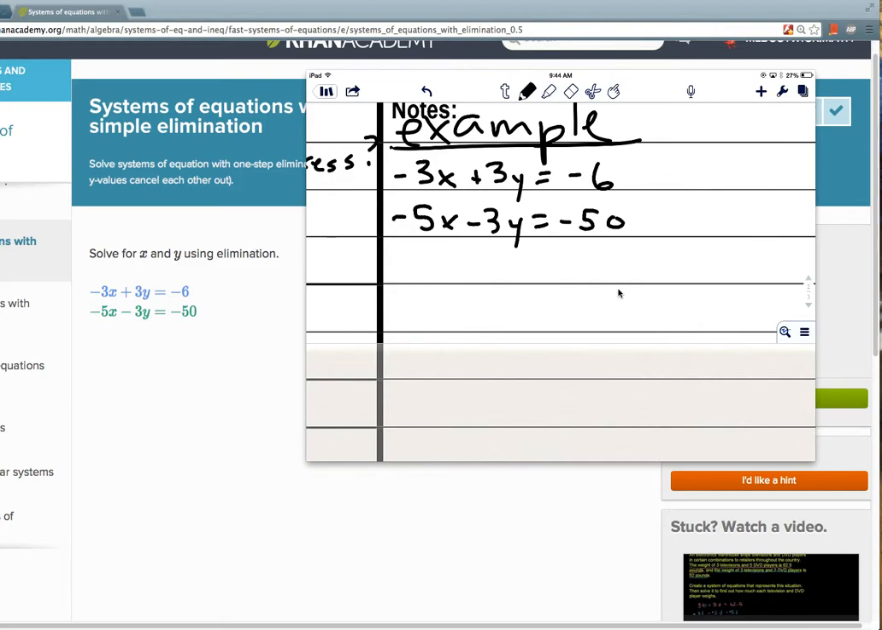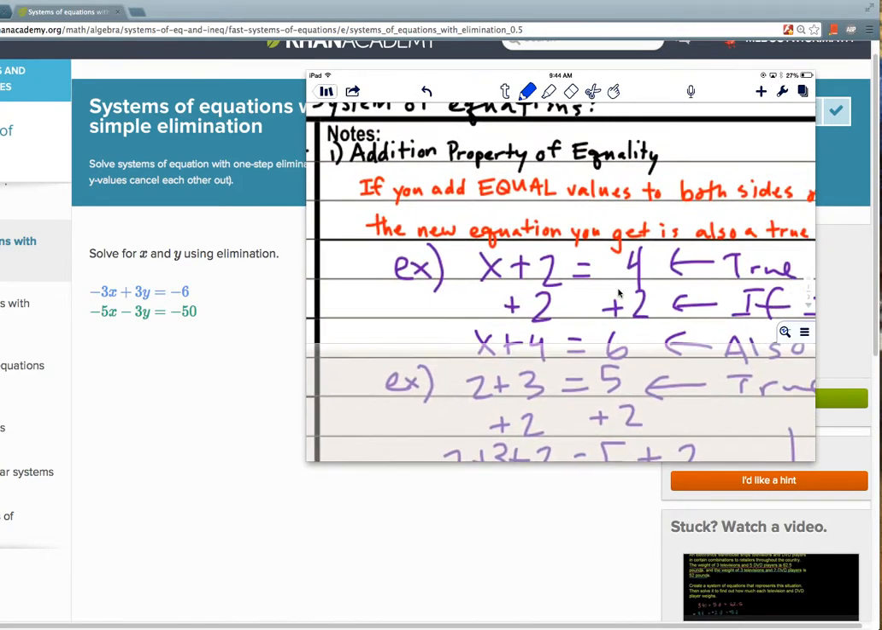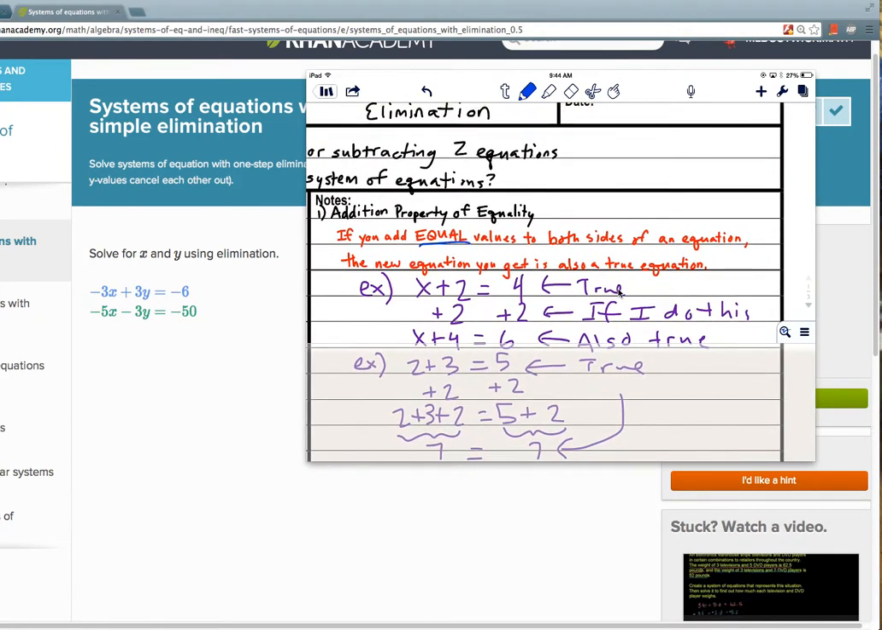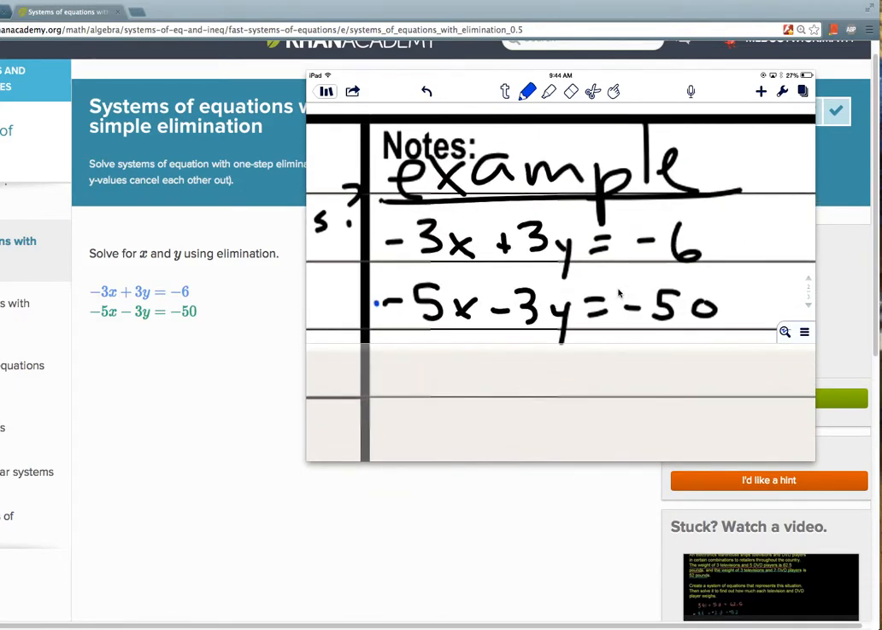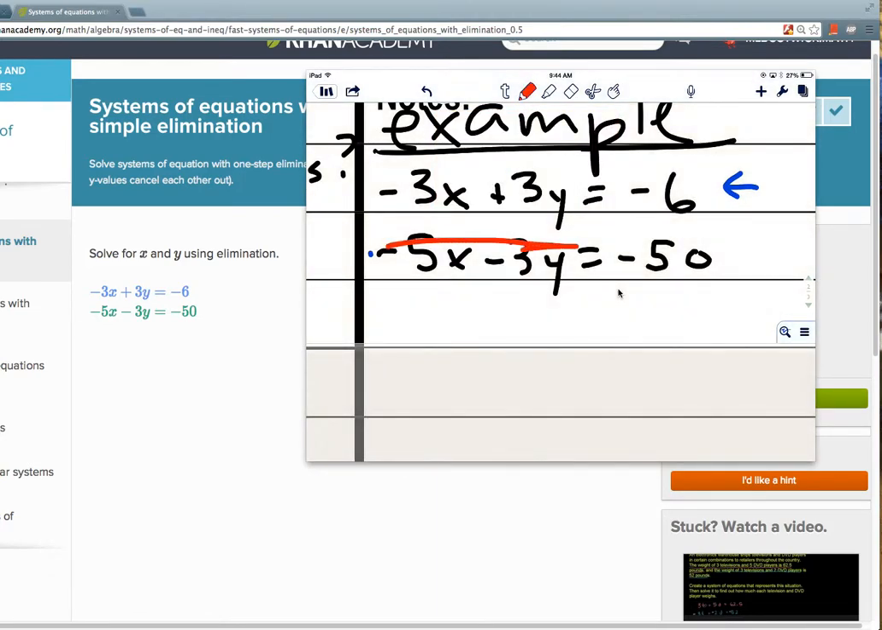So let's think back to something that we wrote just a minute ago, and that is that if you add equal values or expressions to both sides of an equation, the new equation you get is also a true equation. And so here I've got equation 1, and then I've got these two things that are equal. This negative 5x minus 3y is equal to negative 50. And so those are equal things. So if I add those things to the top equation, I should get another true equation. And so I'm going to do that.